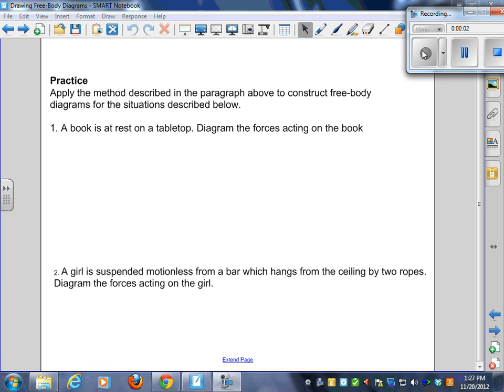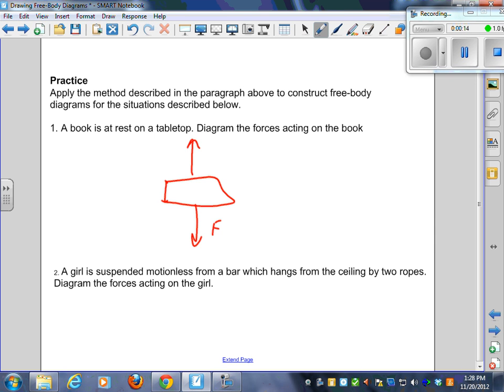Let's begin. Some of these are relatively easy, some of them are a little more challenging. A book is at rest on a tabletop, diagram the forces acting on the book. So you've got this, and you've got that, and you have to label them. That's our weight force, and that is our normal force. I'm going to guess that everybody got that.